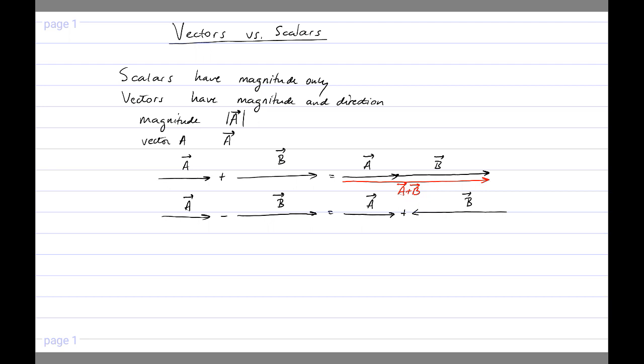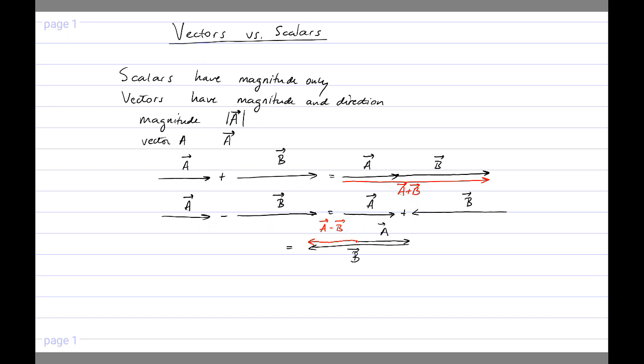So we'll have to use the tip to tail method again. So what I will do is draw vector A, and to the tip of vector A, I'll draw the tail of vector B. So that means that A minus B will start at the tail of A and go in the direction of B. So this would be vector A minus B.